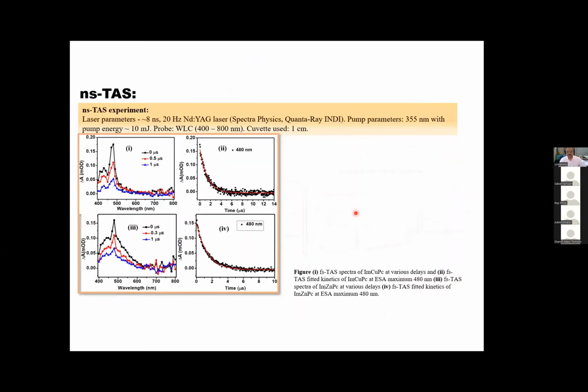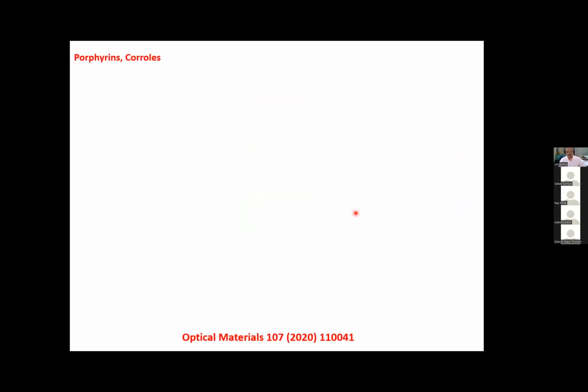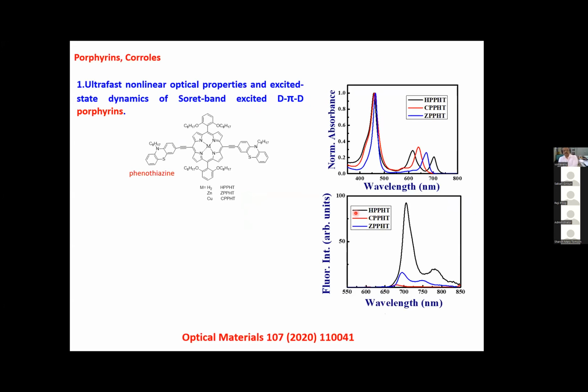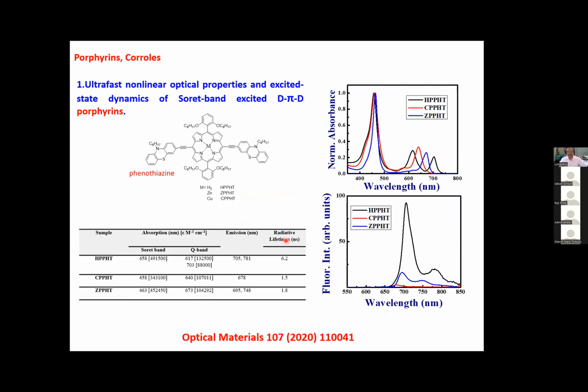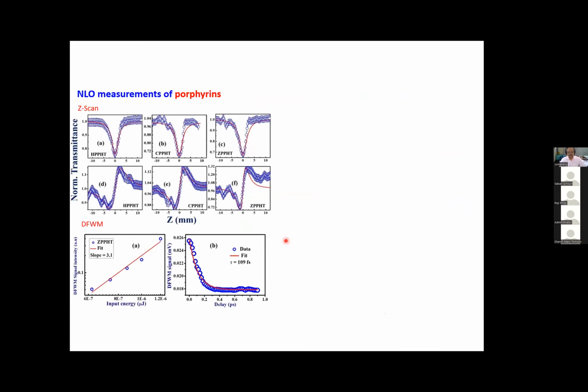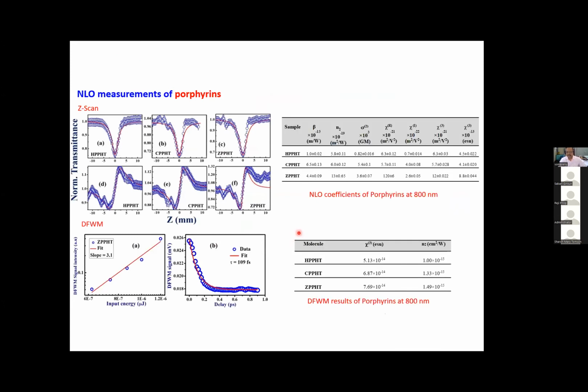I'll skip the dynamics part, complete details. Then another set of porphyrins. In this case, this band is weaker compared to this band. The B band is much stronger and the Q band is weaker in this kind of molecules. Again, we have done a series of studies using femtosecond pulses. And what we see is a very strong nonlinear absorption. In this case, thousands of GM, hundreds of GM we can observe.